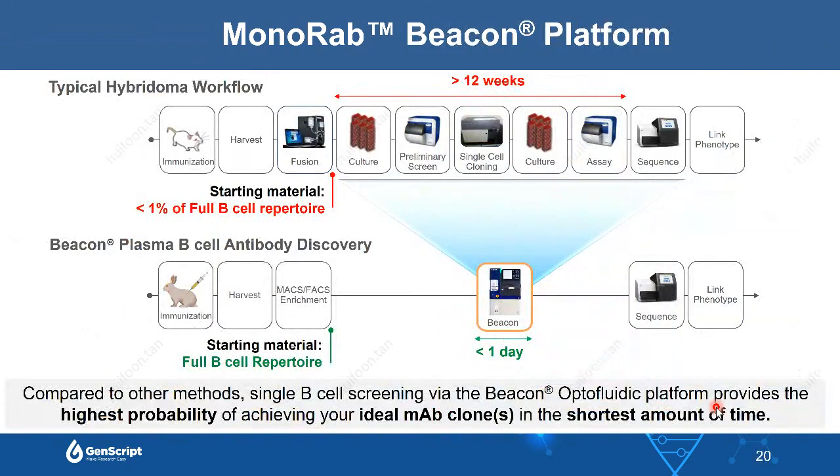In a typical hybridoma workflow, it normally requires 12 weeks to perform the culture, preliminary screening, single-cell cloning and expansion of clones, and then perform the validation assays to check the antibody expression. However, on the MonoRab Beacon platform, it just needs a day to shorten the whole process from 12 weeks to 1 day. The Beacon optofluidic platform provides the highest probability of achieving your ideal monoclonal clones in the shortest amount of time.